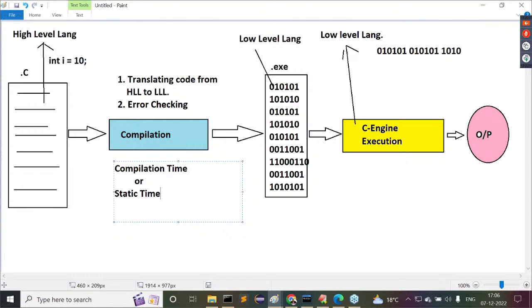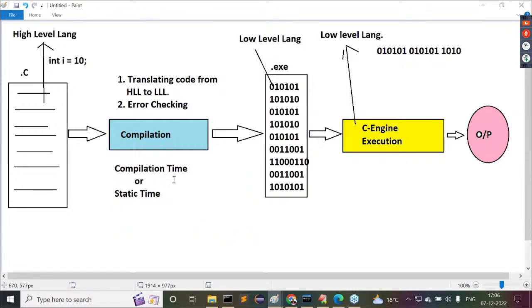Our C engine will understand and execute only low level language. That's why we are translating. The second point is error checking, developers' mistakes. We have to correct developers' mistakes, and for that we have to use compilation. Now two terminologies: the time when we compile the program is called compilation time. Another name is static time. Got my point or not?